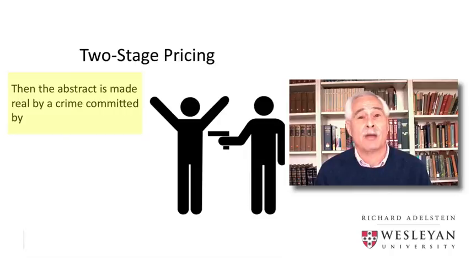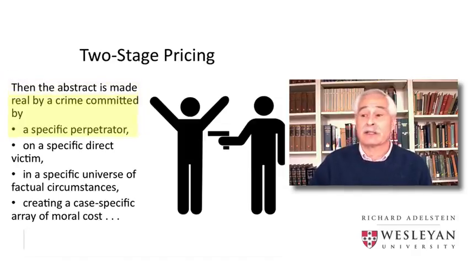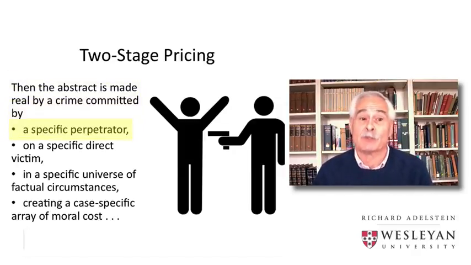Then, after these crimes have been defined and the range of punishments fixed by the legislature, crimes are actually committed. And when crimes are committed, the abstract definitions become real stories. That is, crimes are not committed in the abstract, they're committed by a specific perpetrator, and they're committed on a specific direct victim, in a specific universe of factual circumstances, creating a case-specific array of moral cost.